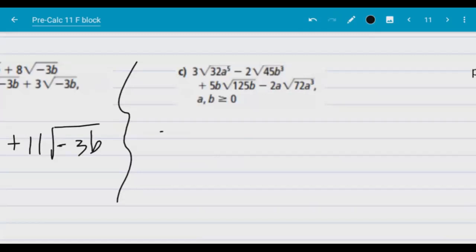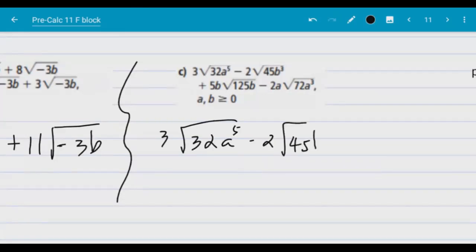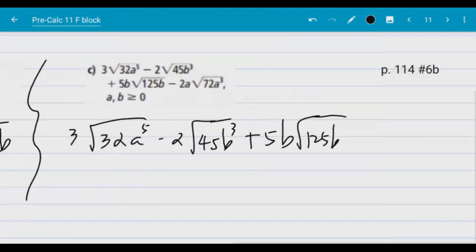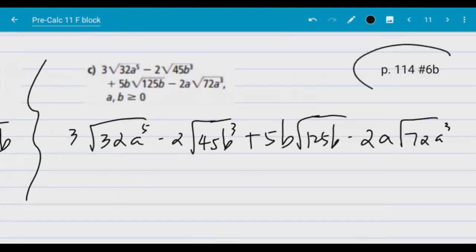All right. 3 root of 32a to the fifth minus 2 root of 45b cubed plus 5b root of 125b minus 2a root of 72a cubed. All right, so this is the practice work that I will ask you to do. Anyway, let's simplify this first.